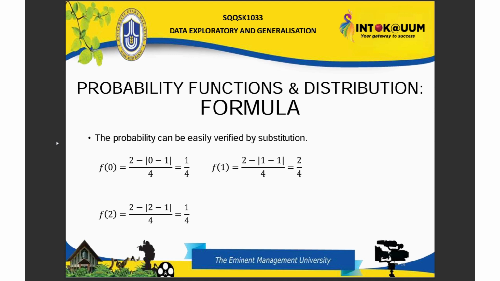For x equals 0, f(0) equals (2 minus |0 minus 1|) over 4. This is (2 minus 1) over 4, which equals 1 over 4. For x equals 1, f(1) equals (2 minus |1 minus 1|) over 4. This is (2 minus 0) over 4, which equals 2 over 4, or 1/2.